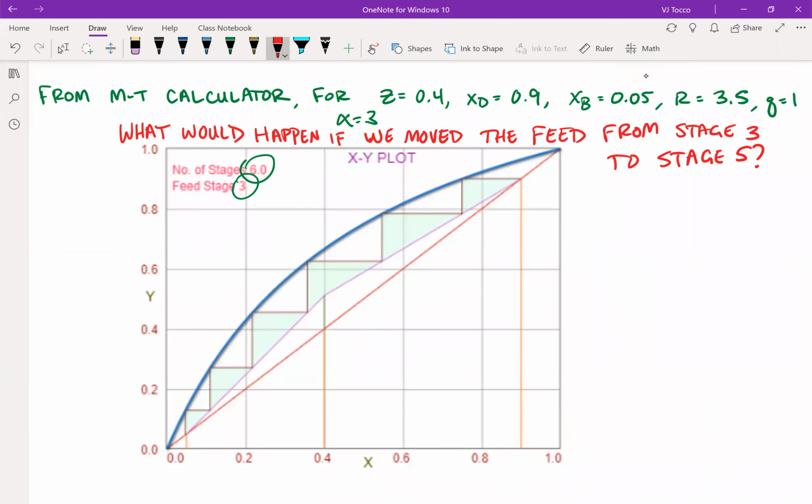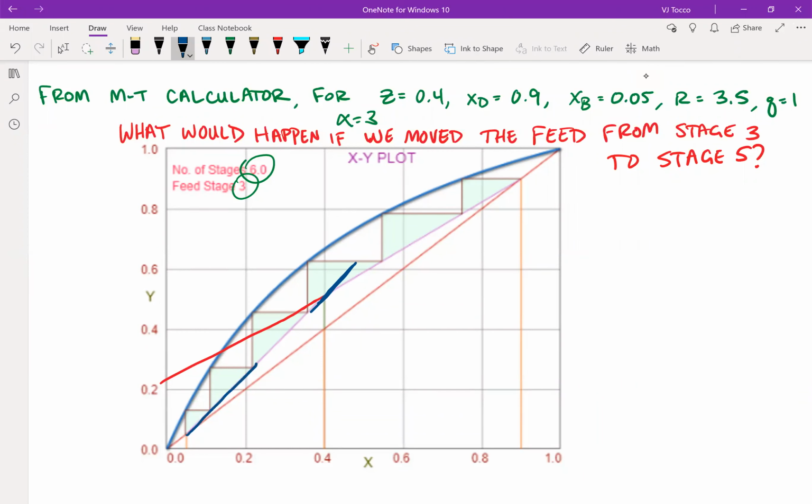And to answer that question, we have to step the number of stages. So what we're doing here is we are moving stage 3 and 4 from the feed stage and stripping section into the rectifying section, and stage 5 is now our feed stage. So what we have to do is extend our operating lines. The McCabe-Thiele calculator, by the way, truncates these. So I need to extend my RSOL indefinitely like that. I also have to extend my SSOL like this.